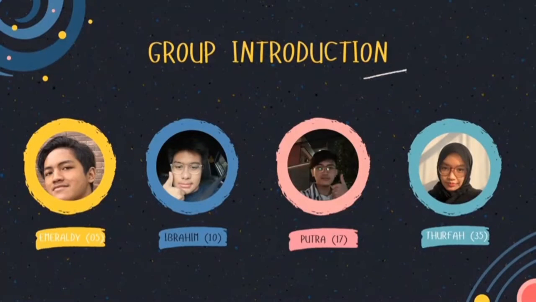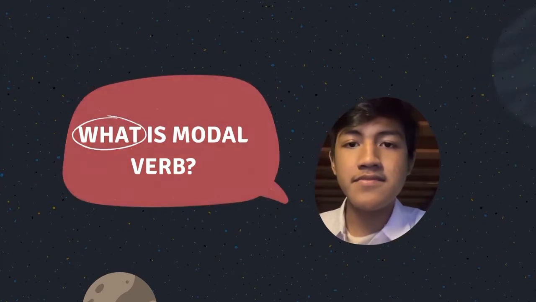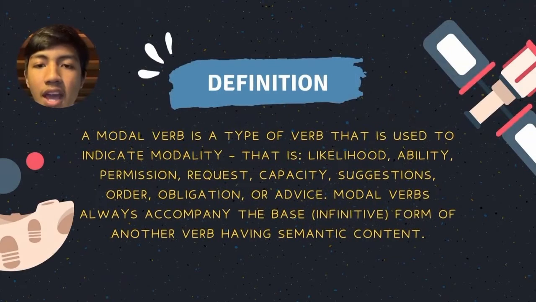Hi! Do you wanna know what a modal verb is? I'm here to tell you about the definition of a modal verb. A modal verb is a type of verb that we use to indicate modality, that is, likelihood, ability, permission, request, capacity, suggestion, order, obligation, or advice. Modal verbs always accompany the base form of another verb having semantic content.